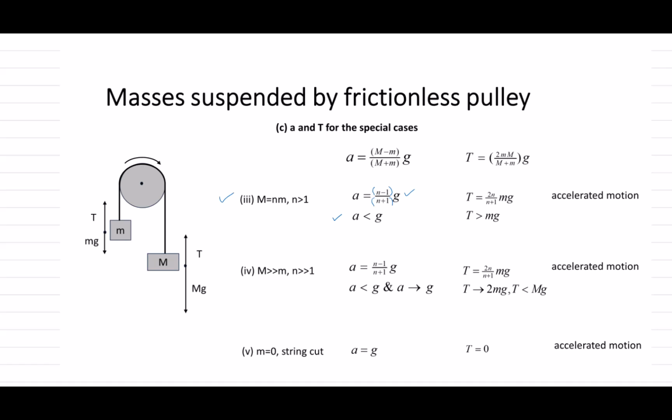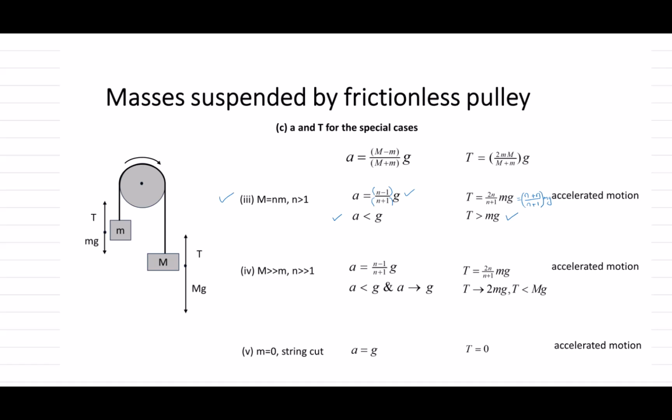Now, similarly, if we apply it for T, we get 2n, which can be written as n plus n, over n plus 1, times mg. So obviously n plus n will be a number which will always be greater than n plus 1, and therefore tension will always be higher than the weight of the smaller object. So these are very minor observations that should be kept in mind.